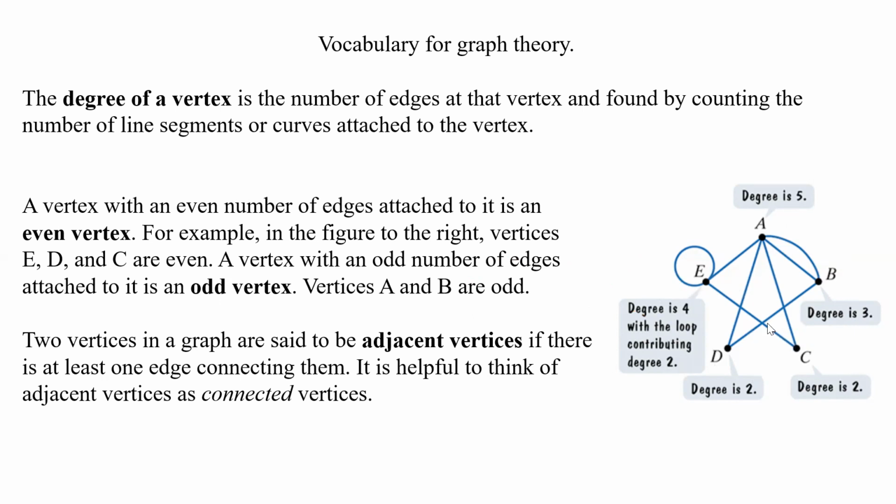Now, two vertices in a graph are said to be adjacent vertices if there's at least one edge connecting them. It's helpful to think of this basically as connected vertices. So if we look at that, DB and DA, those are adjacent vertices. That would be kind of how to think about that.